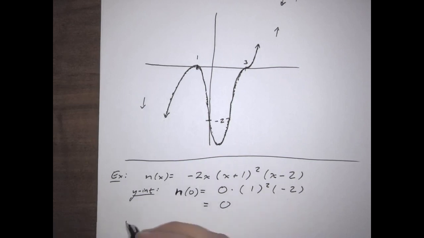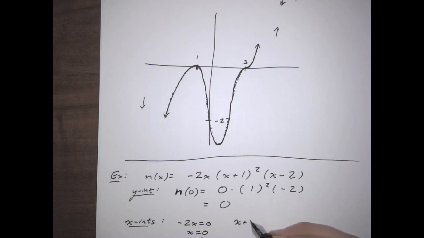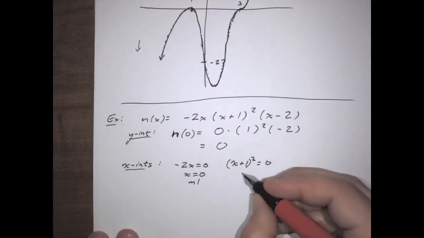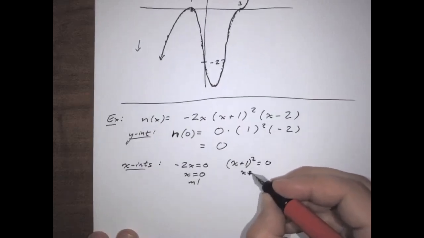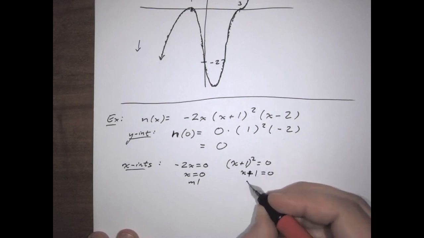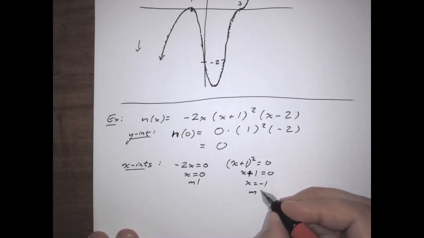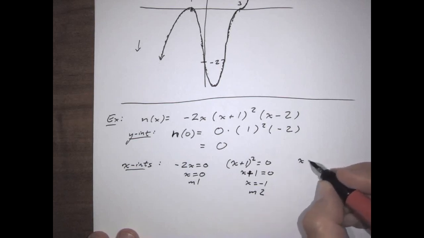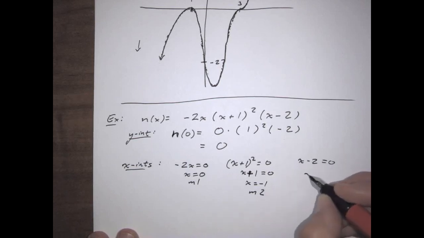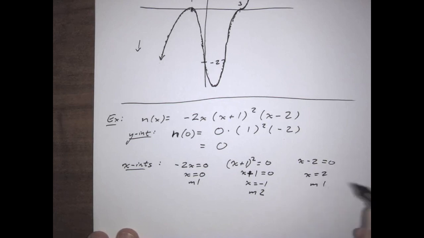Okay, now for the x-intercepts, along with their multiplicities, we're going to have negative 2x equals 0, which means x equals 0. No exponent, so the multiplicity of 1. (x plus 1) squared equals 0, which means x plus 1 equals 0, which means x equals negative 1, multiplicity 2. x minus 2 equals 0 means x equals 2, multiplicity 1.